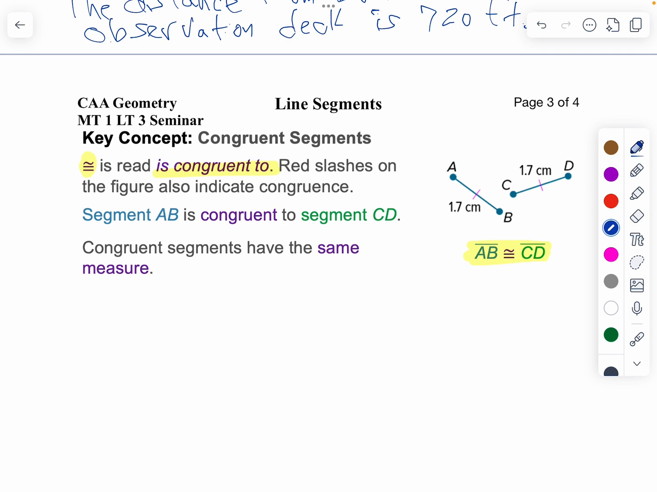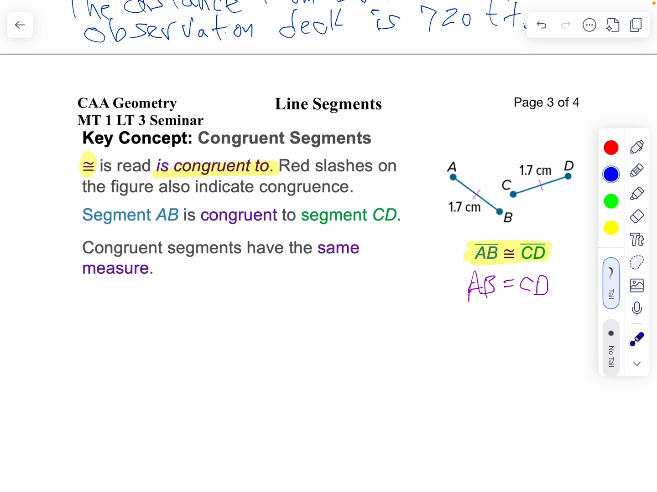Now, what that actually means, though, is that the distance from A to B equals the distance from C to D. Notice when I put a segment above, that's a shape. But when it's not a shape, when it's just the distance, I don't put anything. That just means the distance from A to B.